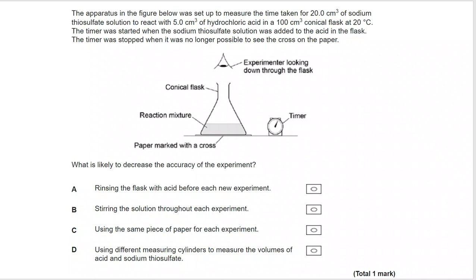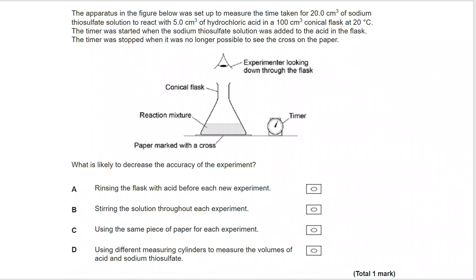It's from a practical within kinetics topic. We have got a figure set up to measure the time taken for 20 cm cubed of sodium thiosulfate to react with 5 cm cubed of hydrochloric acid in a 100 cm cubed conical flask at 20 degrees C. Time has started, and it was time to see how long it would take to no longer see the cross on the paper. So commonly this will be referred to as the disappearing cross experiment. Which of the four is likely to decrease the accuracy of the experiment?